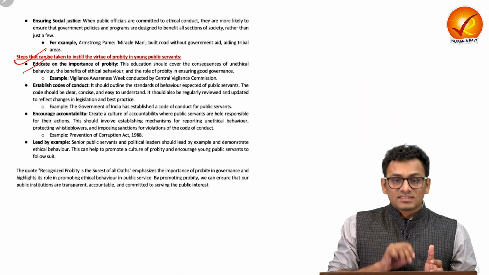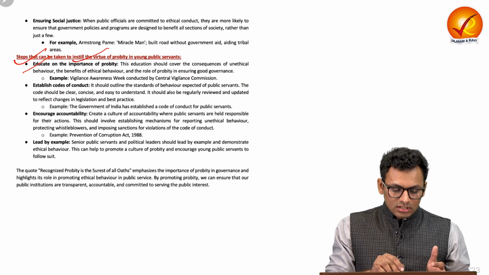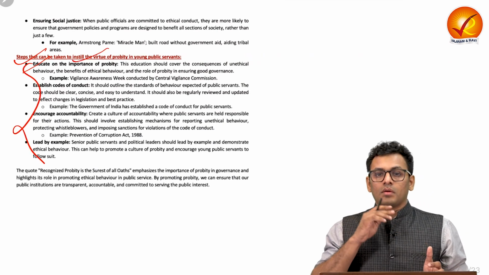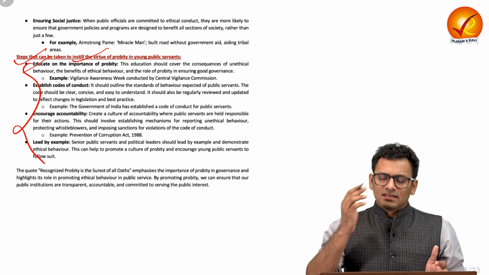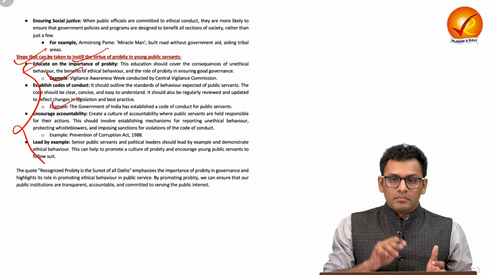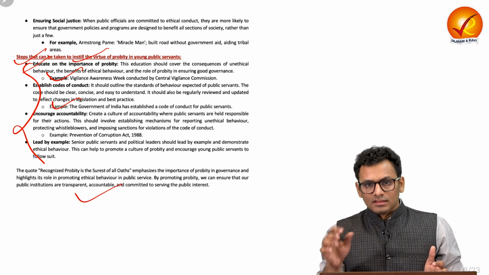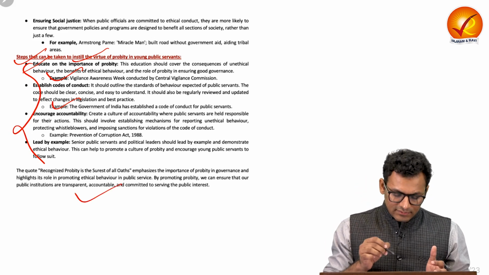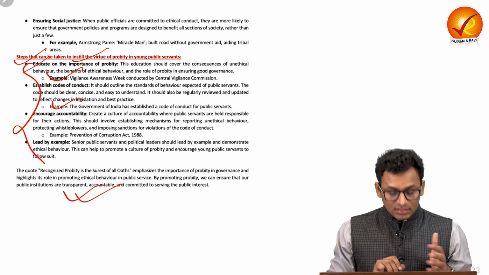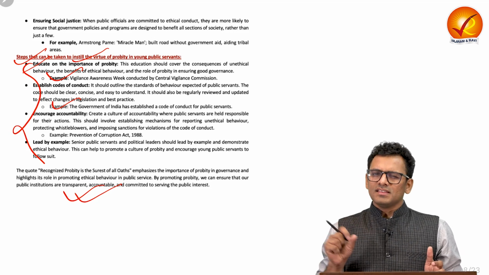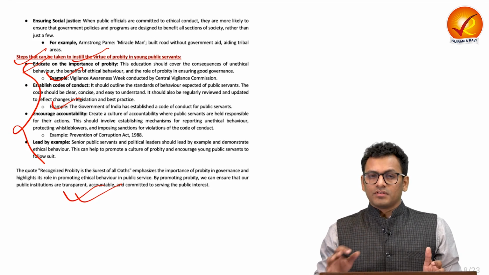Then you can talk about the steps, as in measures to instill the virtue of probity in young public servants. Over here, you can talk about different suggestions as well as give certain examples to back those suggestions. And at the end, you can talk about the learnings for civil services as well as the benefits and the impact of probity for the entire governance as well as the nation. So that is there for question number 1.